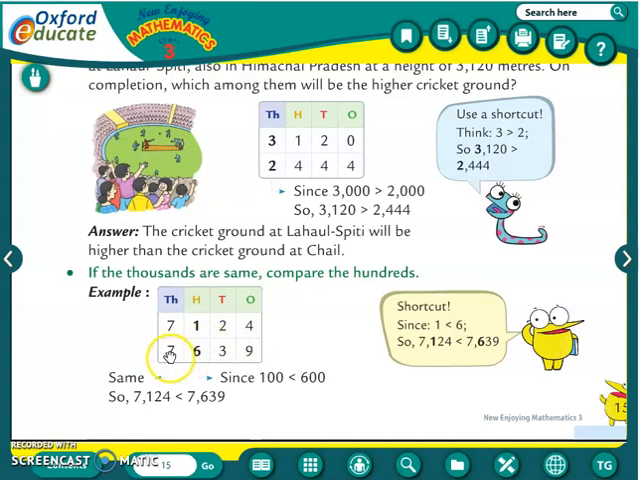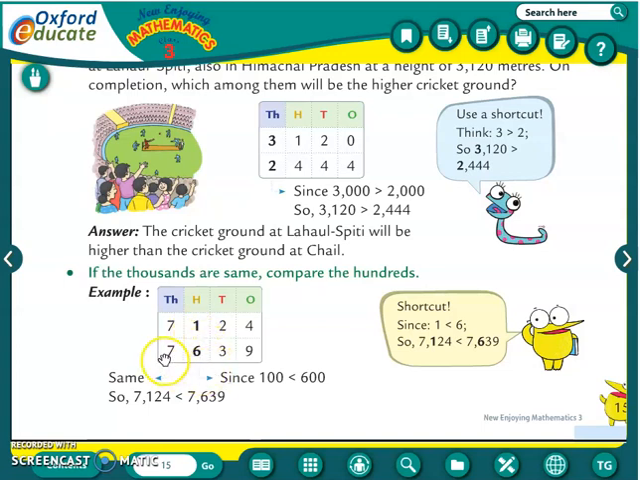7124 and 7639. Both numbers have the same digit at the thousands place, so now we will see the hundreds place. Here at the hundreds place we will see 1 and 6. So now you can tell which number is bigger. These are very small numbers, so you can tell that 6 is bigger than 1.